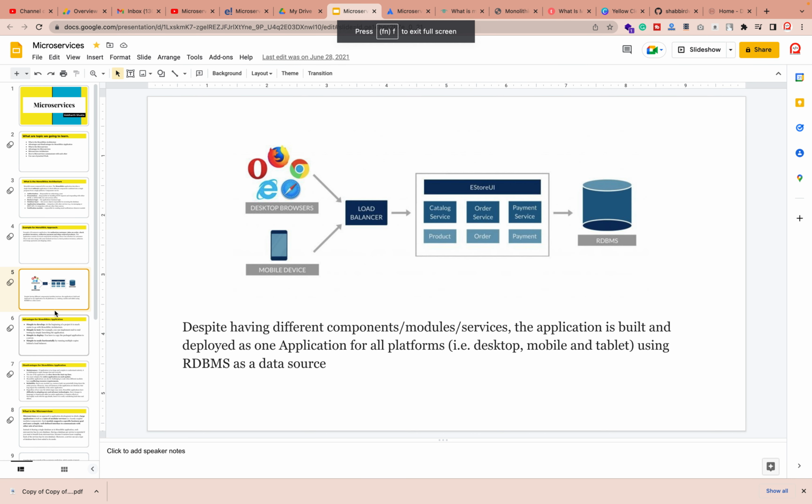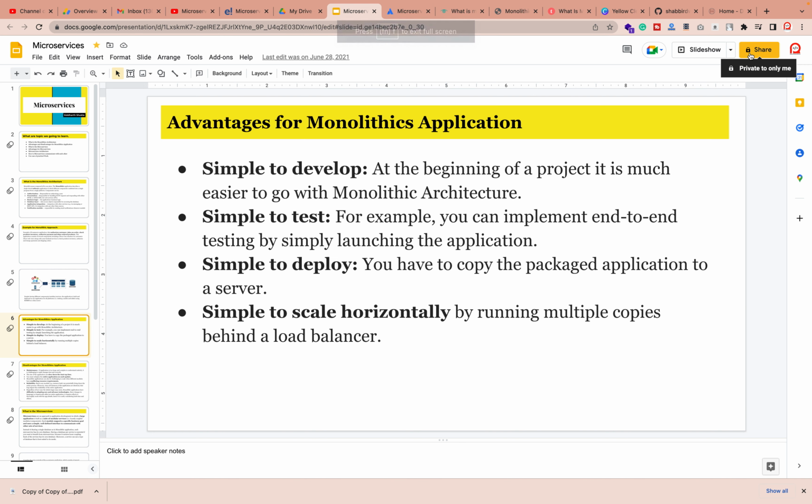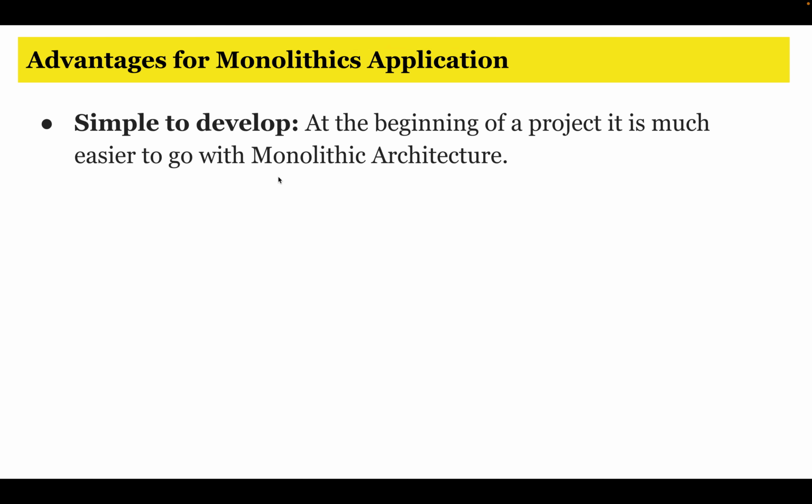And so the next is the advantages of monolithic applications, right? So let me scroll down. Simple to develop. At the beginning of the project, it is much easier to go with a monolithic architecture, right? So initially, suppose we have a particular project like e-commerce, you start building the project, right? At the initial stage, you need not hire multiple developers. You can start with one or two developers, right? So starting with monolithic architecture is a very simple process, right?